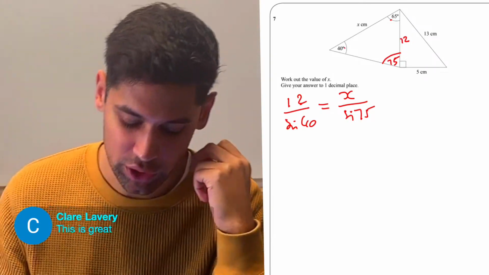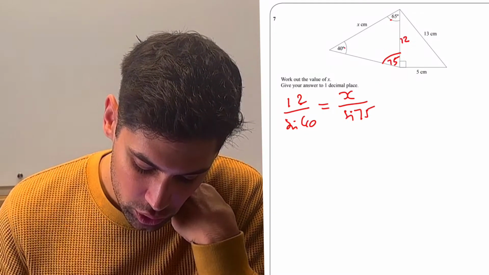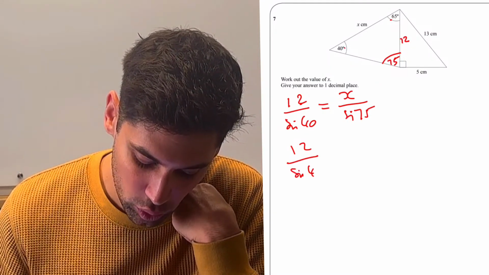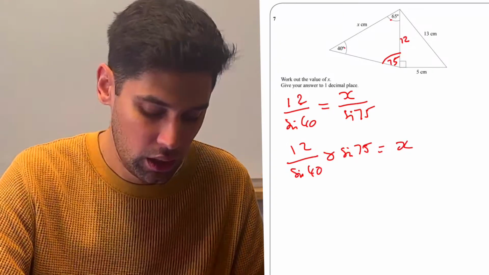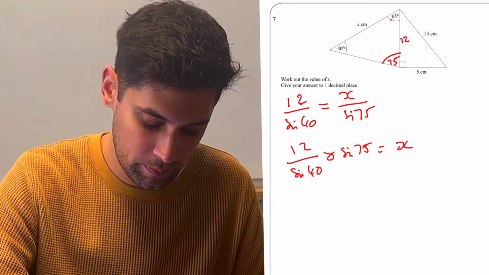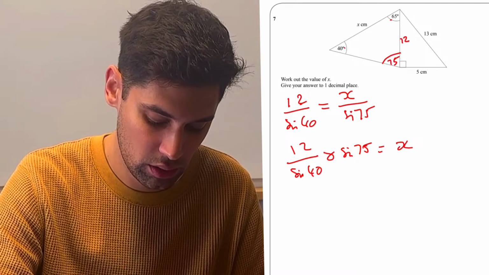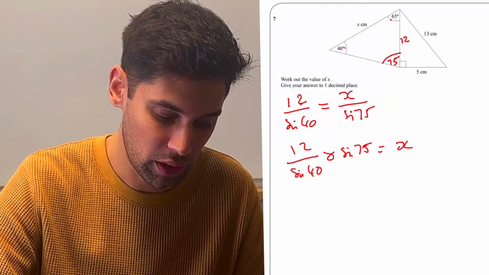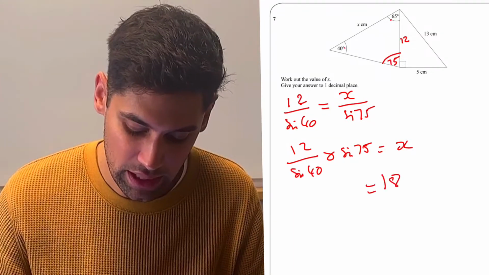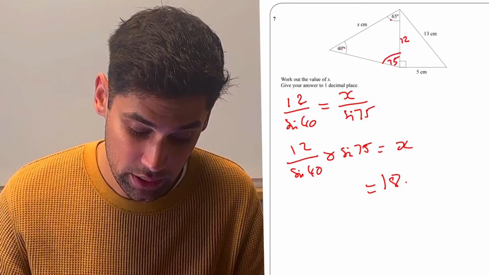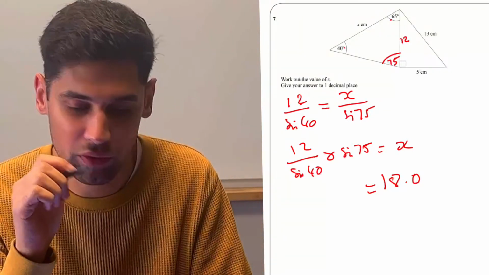So let's get to work to finishing this one. So we times the sine 75, so 12 over sine 40 times sine 75 equals x. Type that into our calculator. We got 12 over sine 40 times sine 75. And x, at the end of the day, is 18.0. Now, on the calculator, it's 18.0325, blah, blah, blah.